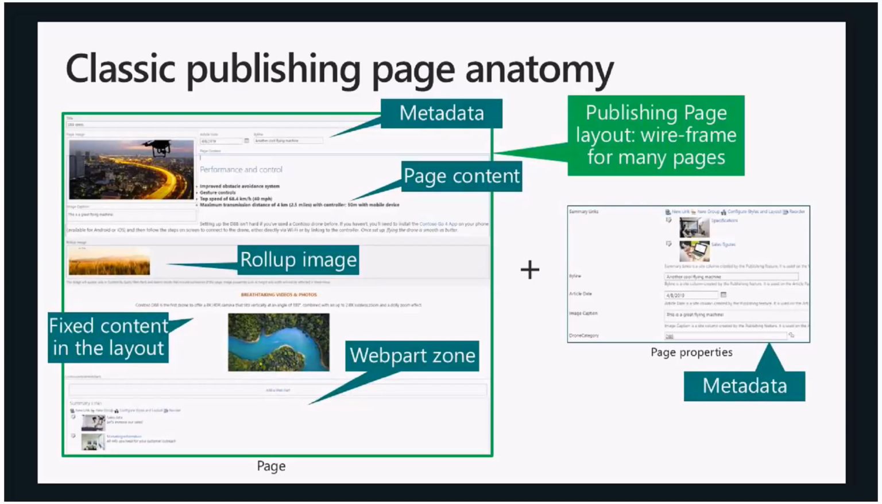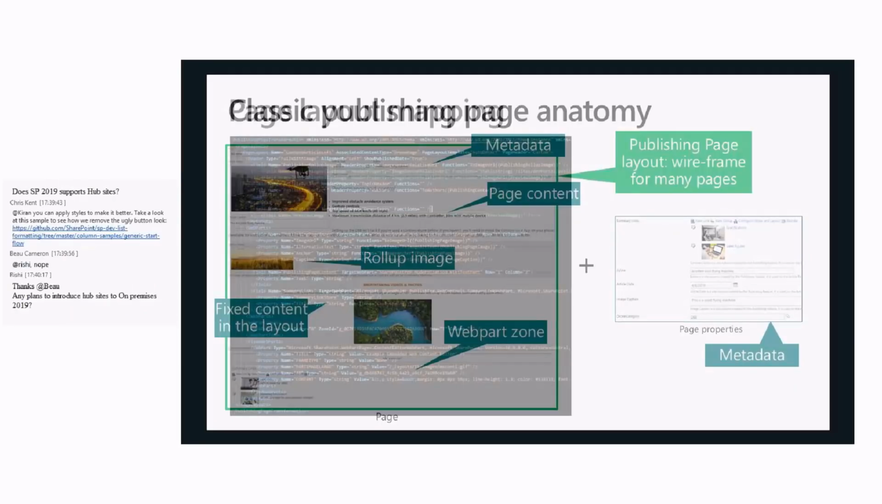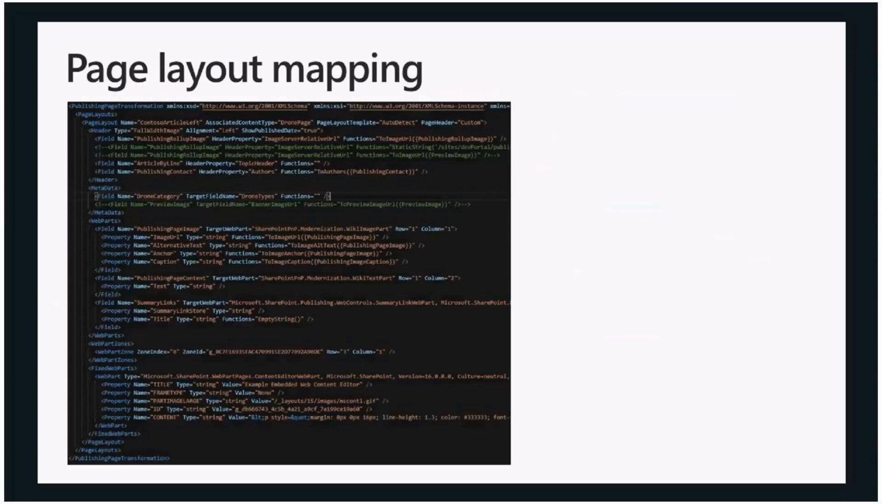Now, how do we translate this story into something modern? For that, we have a page layout mapping system. When you modernize publishing pages and you do nothing, let's assume you just run the PowerShell command that I will show in a second, then we'll try to build this page layout mapping for you on the fly. We analyze the page layout, pick up the fields, the web part zones, everything in there that we can, and drop everything in one zone, one column, just ordered top to bottom.